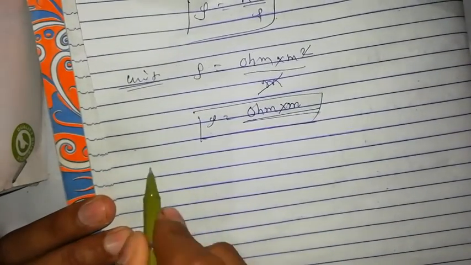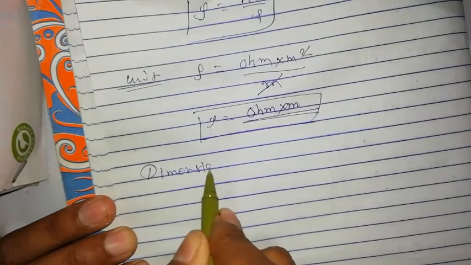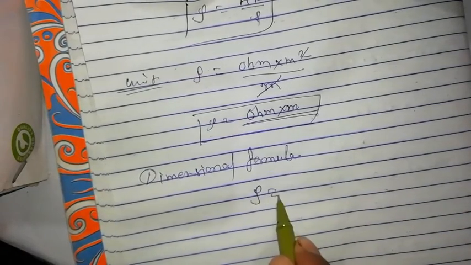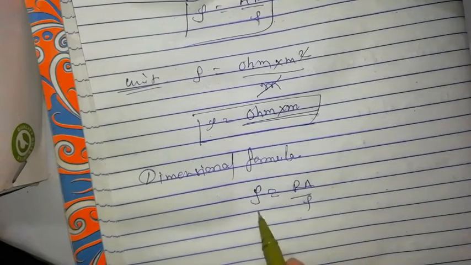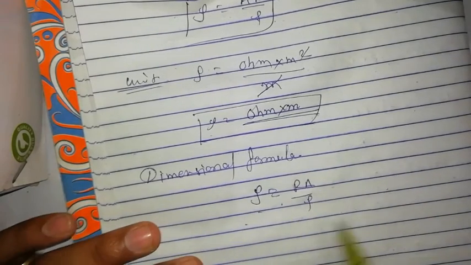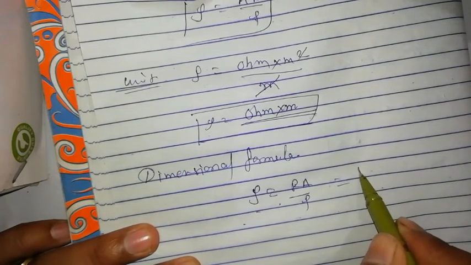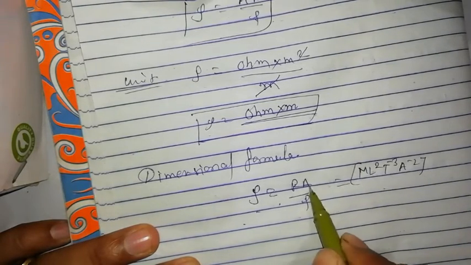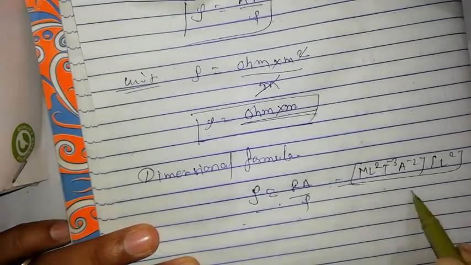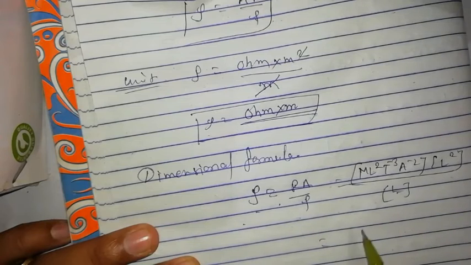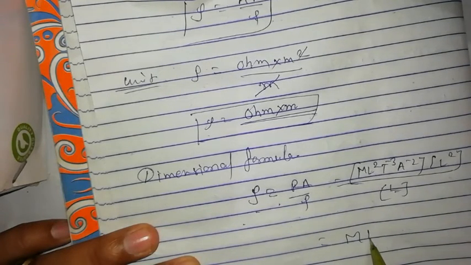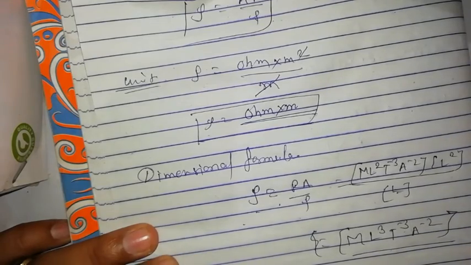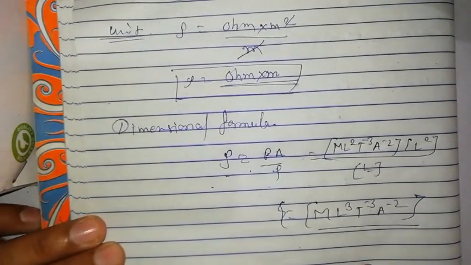And the dimensional formula. From the formula rho is equal to R A upon L, the dimensional formula of R is M L2 T minus 3 A minus 2, the dimensional formula of area is L square, and of length is L. Then L cancels, and finally we write M L3 T minus 3 A minus 2 as the dimensional formula of resistivity.